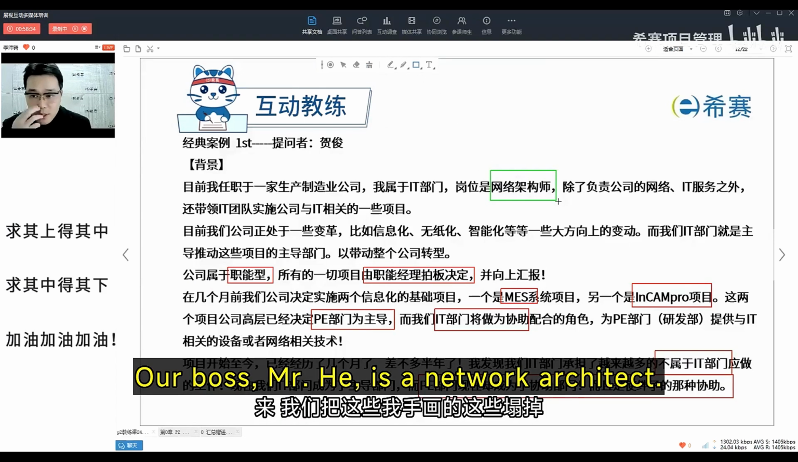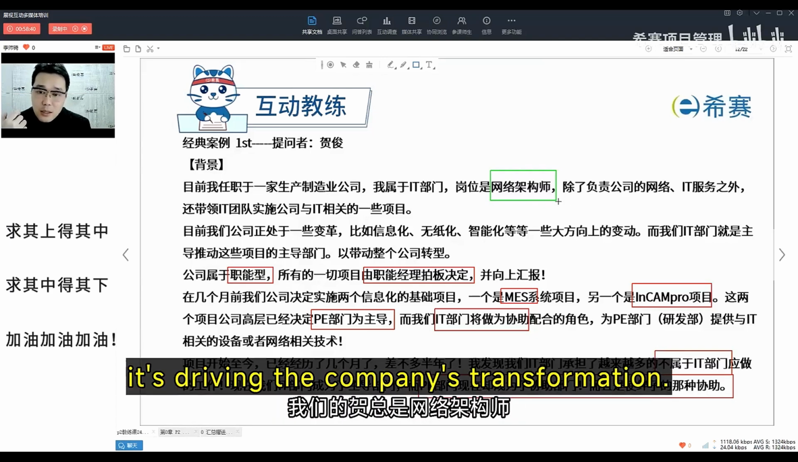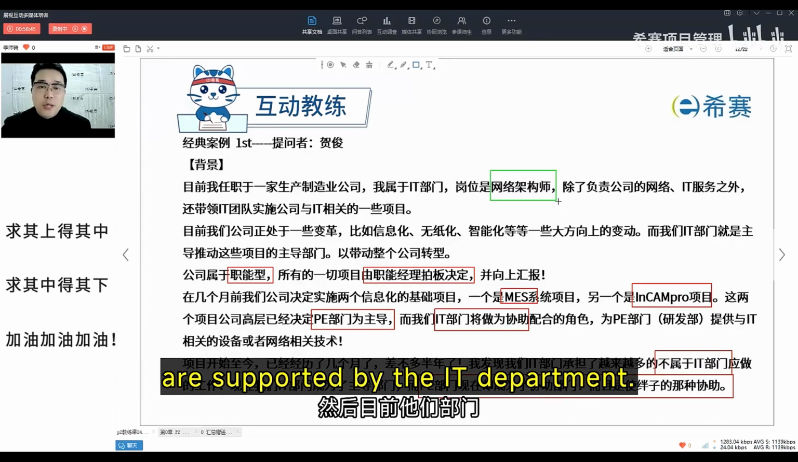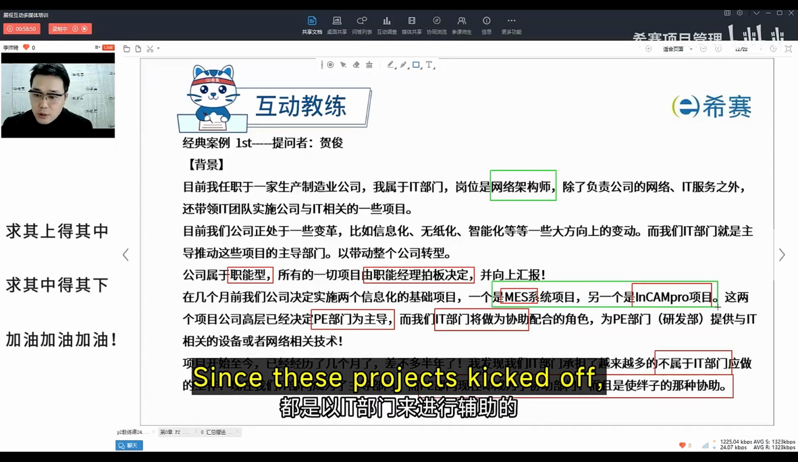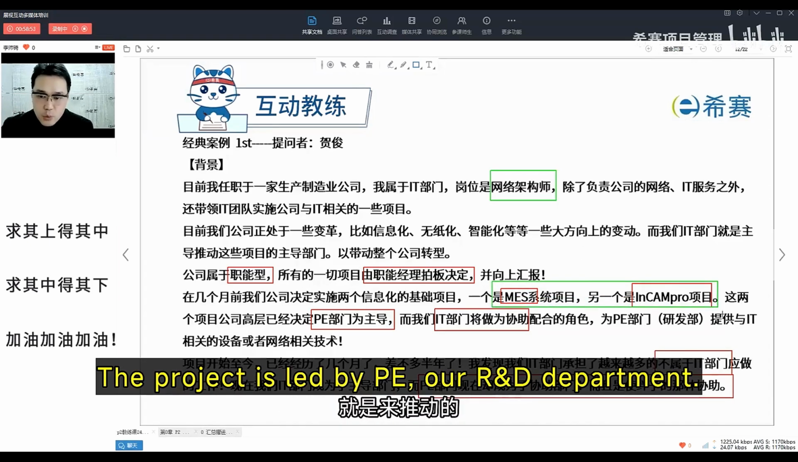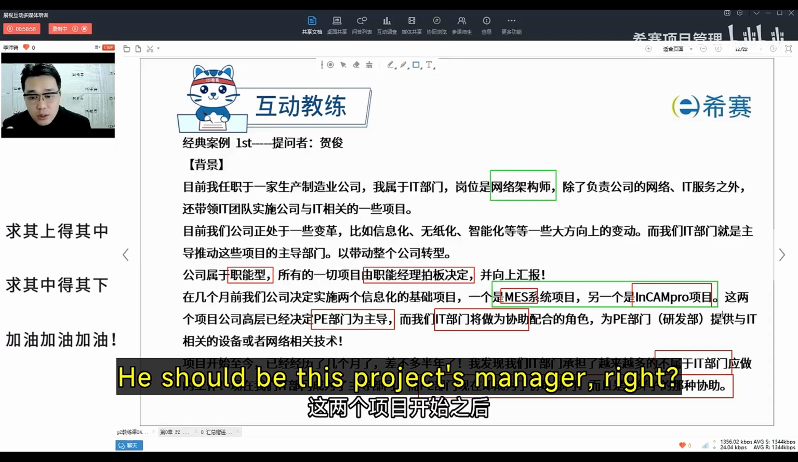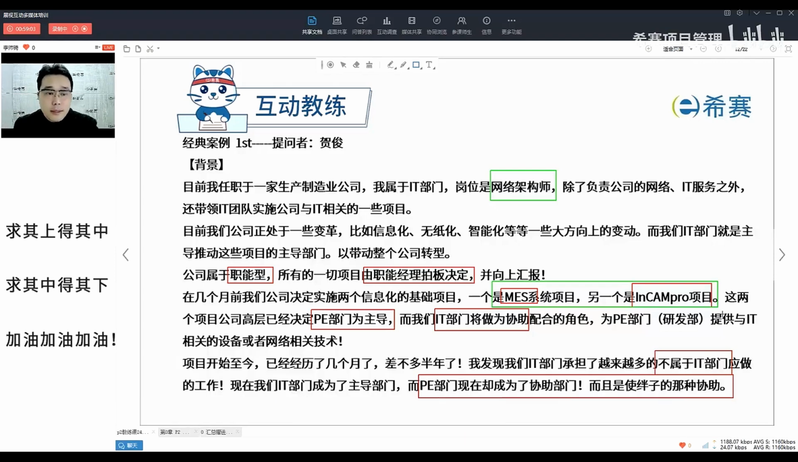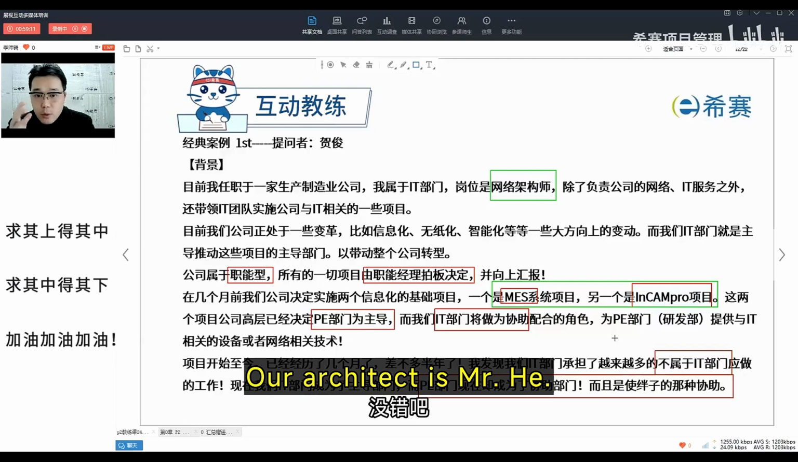Our boss, Mr. He, is a network architect. In reality, he's just a hands-on developer. As for their department now, it's driving the company's transformation. Basically, all digital initiatives are supported by the IT department. They're the ones pushing everything forward. Right now, they've got 2 projects going on. Since these projects kicked off, the project is led by PE, or RD department. So, basically, the RD manager is in charge. He should be this project's manager, right? Isn't that so? Don't you agree? Yes. Our architect is Mr. He.